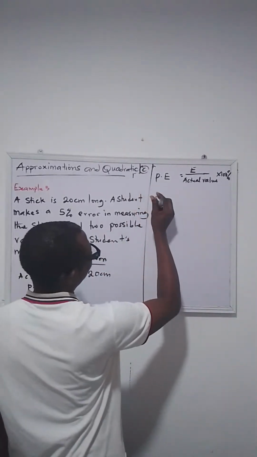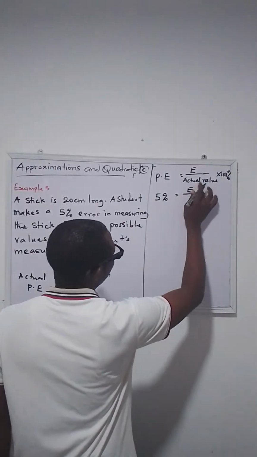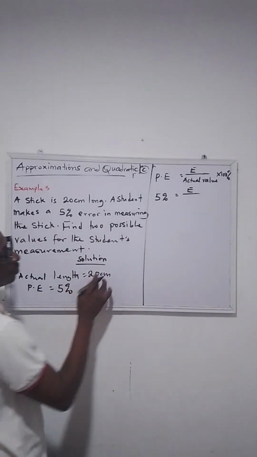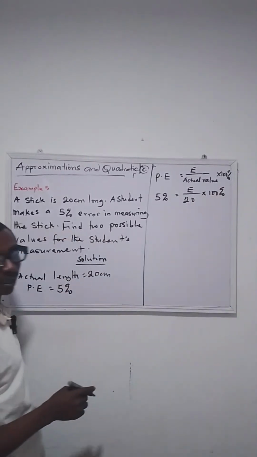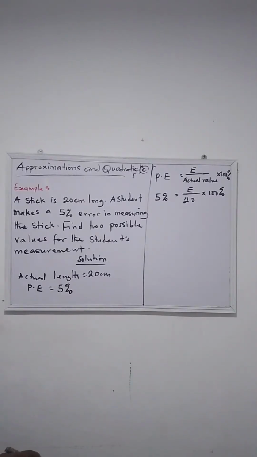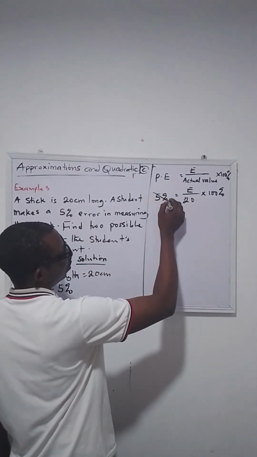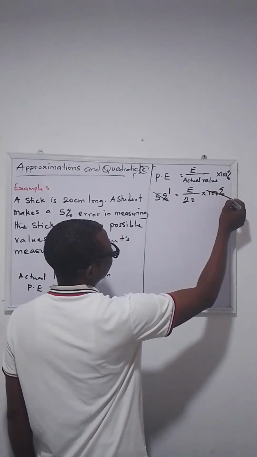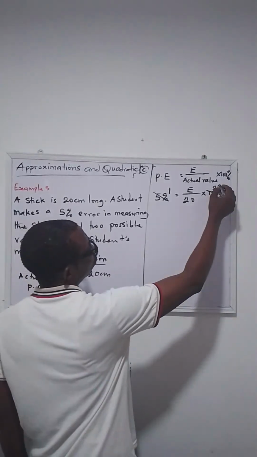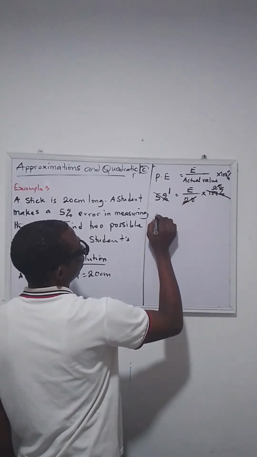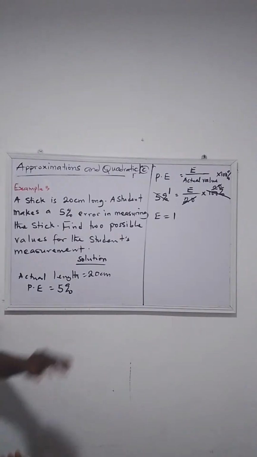So you plug in 5% equals to error. We don't know what error is. Actual value has been given to be what? 20. So let's plug in 20 times 100%. I want to believe every one of you can see that. So now you can divide both sides by 5%. So 5% goes here is 1. 5% goes here is going to give us 20. Okay, so now 20 divides 20. So that means error equals to what? 1. All right, so don't forget, this is the error made.